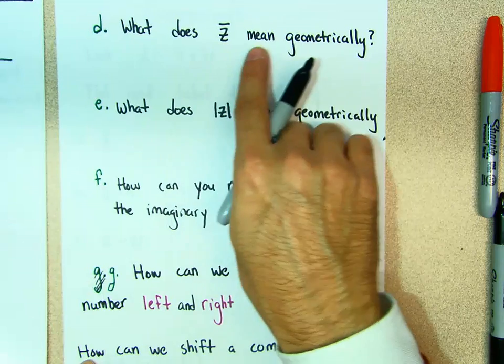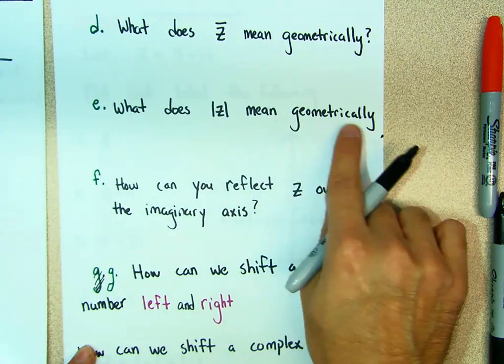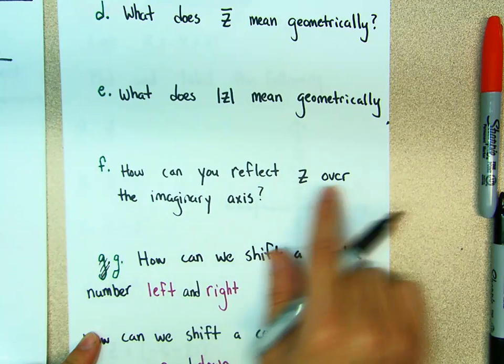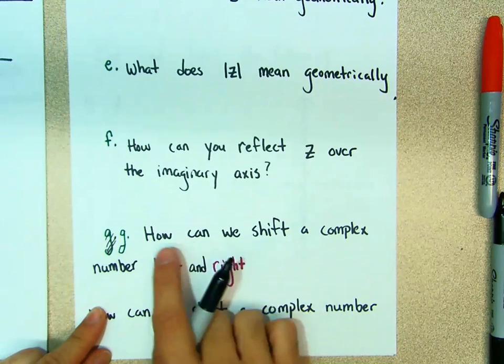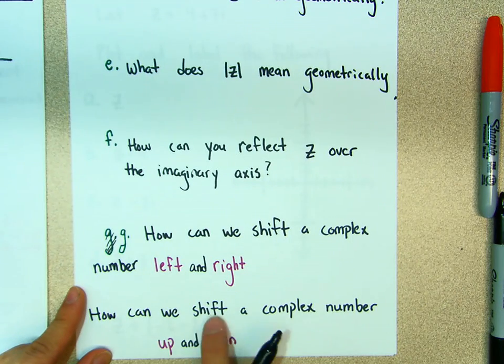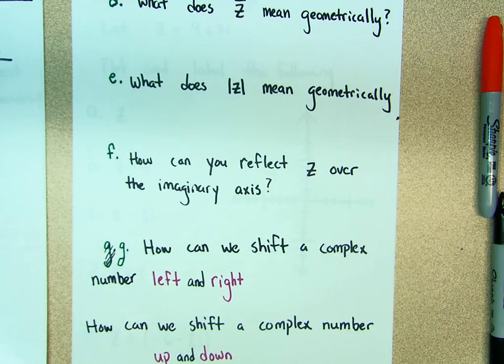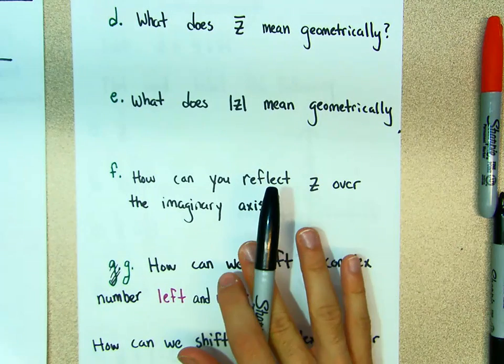What does z bar mean geometrically? What does the modulus of z mean geometrically? How can you reflect z over the imaginary axis? How can we shift a complex number left and right? And how can we shift a complex number up and down? Okie dokie. I'm going to pause the video, and I want you guys to try and answer these questions on your own.